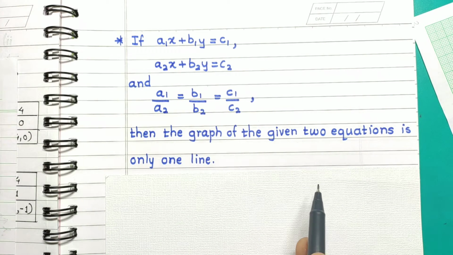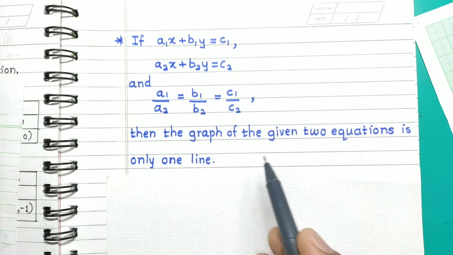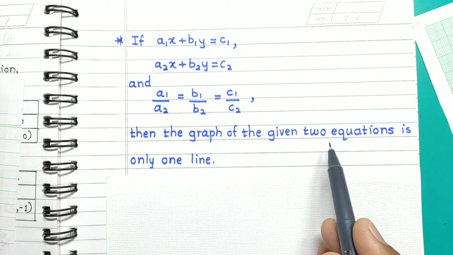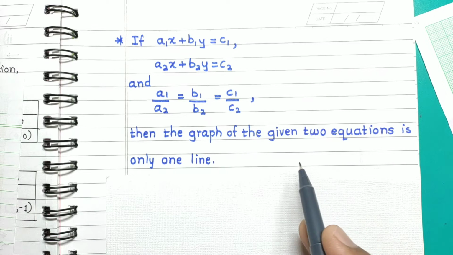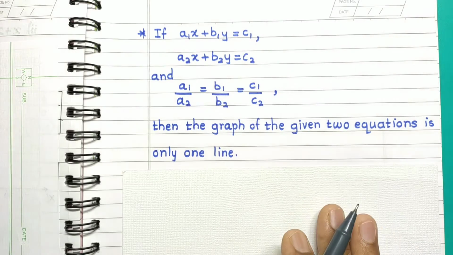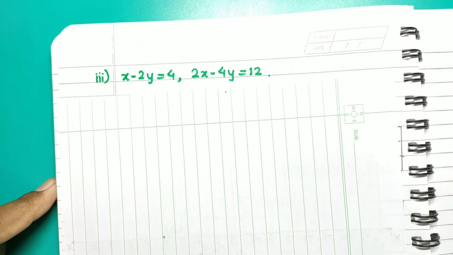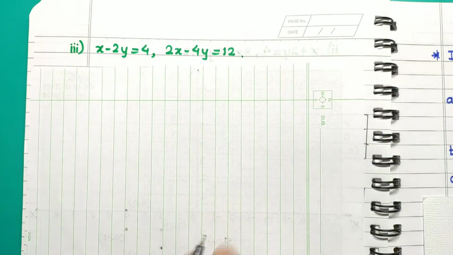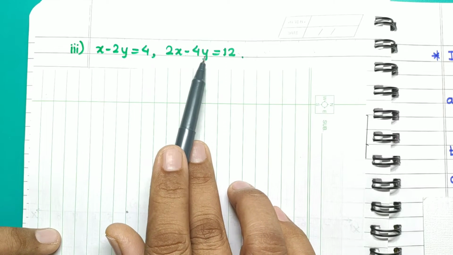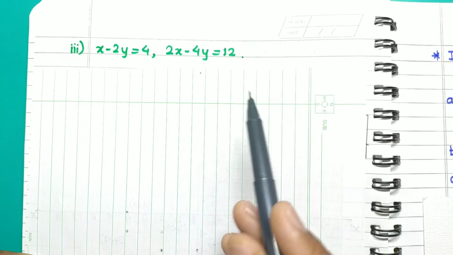See students, I want to discuss this concept with you. So I have plotted the graphs of those two equations in the previous example quite quickly to discuss this concept. Okay. Then students, let's consider one more example. See, the next equations are x minus 2y is equal to 4 and 2x minus 4y is equal to 12. We have to solve these equations graphically.